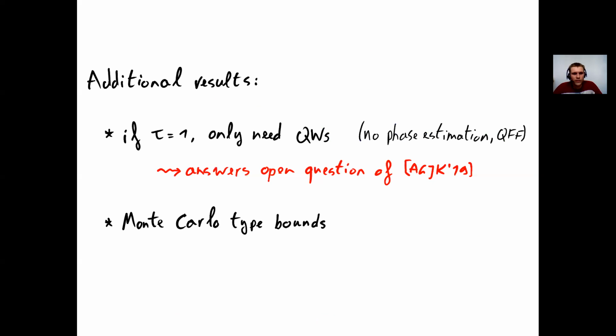We get two more additional results, which are that in the special case where tau is 1, we only need quantum walks. So what do I mean by that? The preceding algorithms all required a sort of involved technique called phase estimation or quantum fast forwarding. We show that this is not necessary. And this answers an open question of Apers, Gilyén, Jeffery, and Kokainis from 19. And then we also prove certain Monte Carlo type bounds.